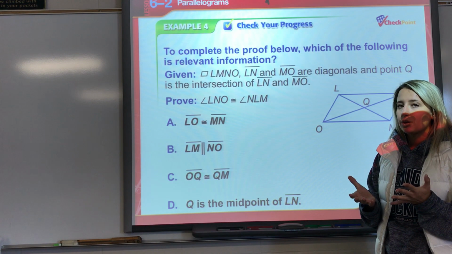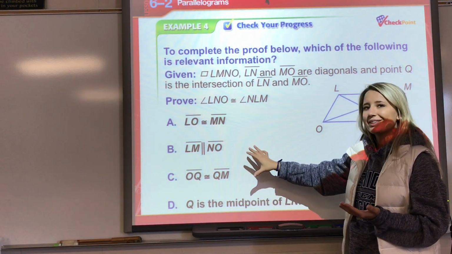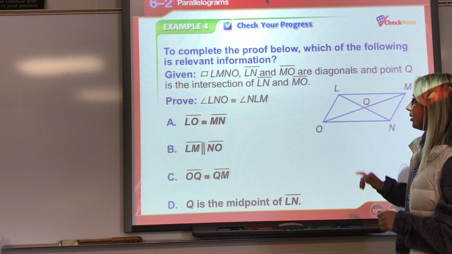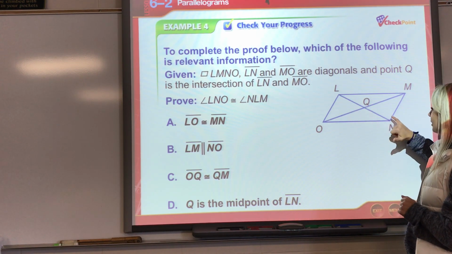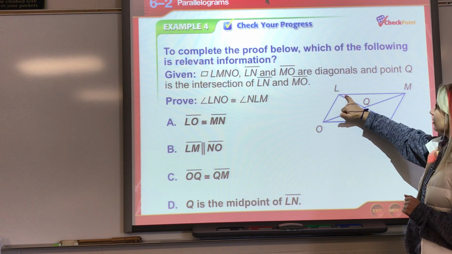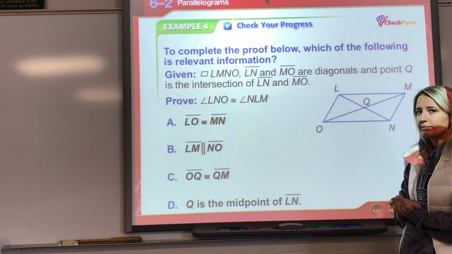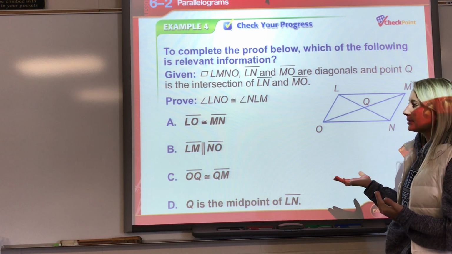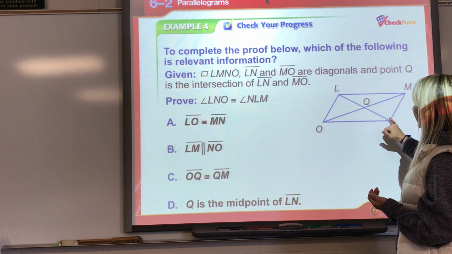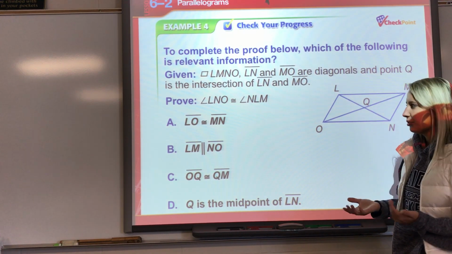Now you guys don't have to write out the whole proof, but they're giving us some information, and one of these things is going to be relevant to proving that angle LNO right here is congruent to angle NLM, this one. Okay, so pause your video, think about it for a second. Okay, option A is telling us LO is congruent to MN. It is, but I don't know if that's necessarily relevant to proving this.